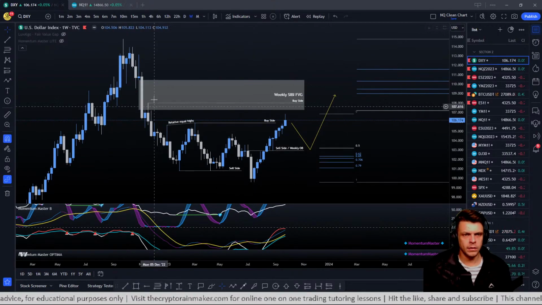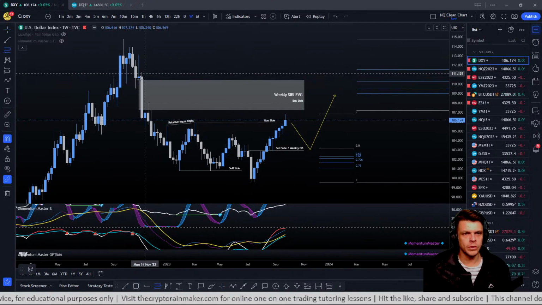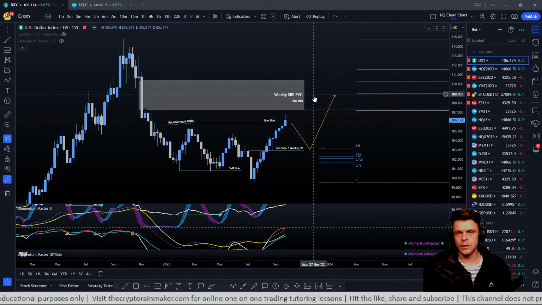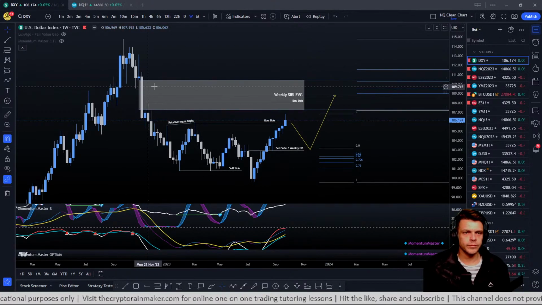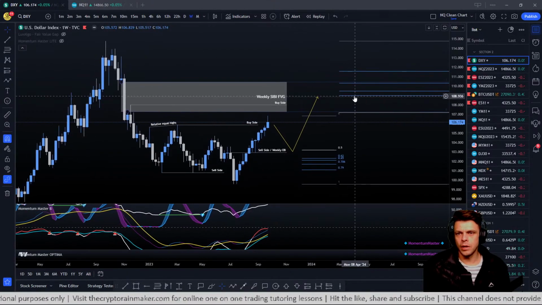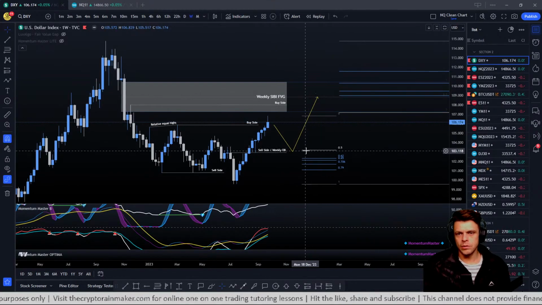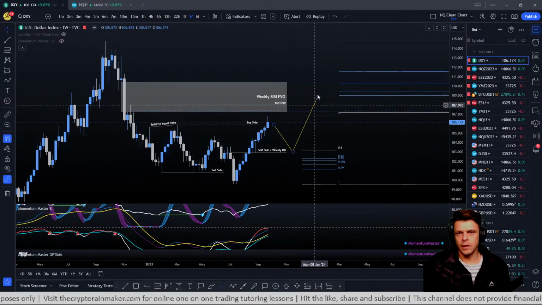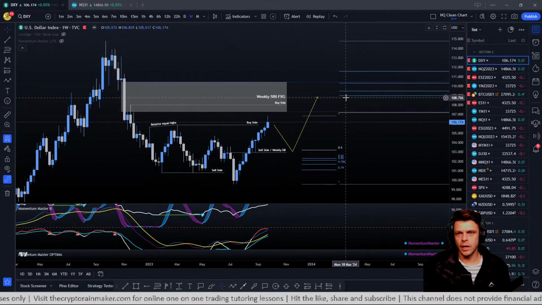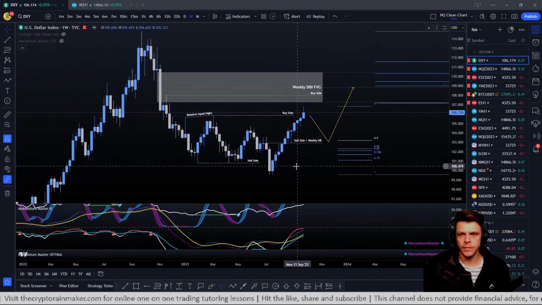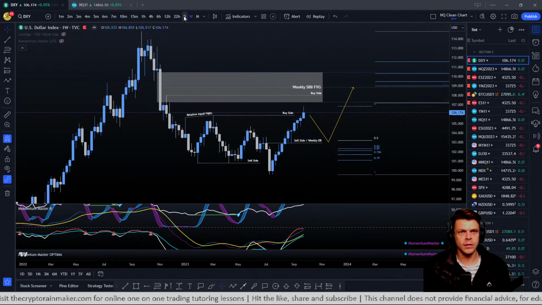I want to quickly add the midpoint of the fair value gap on the chart as well. The mean of the fair value gap is right there at the Fibonacci golden pocket. So I think we get the retrace into the equilibrium and then up towards the weekly fair value gap, towards that Fibonacci golden pocket at 109.026. Okay, so that's the weekly.